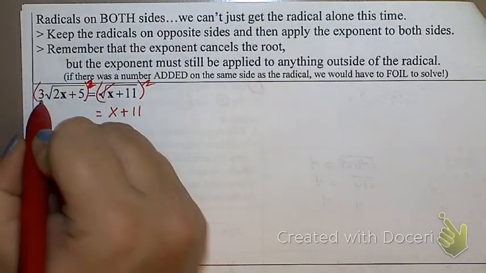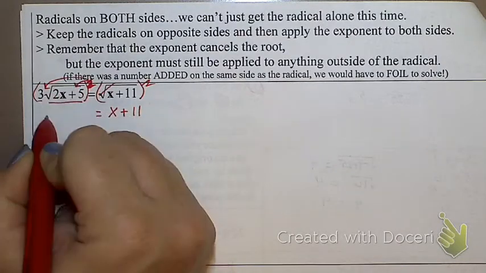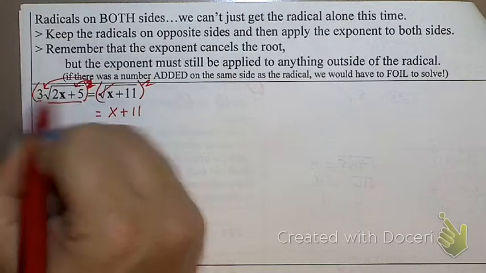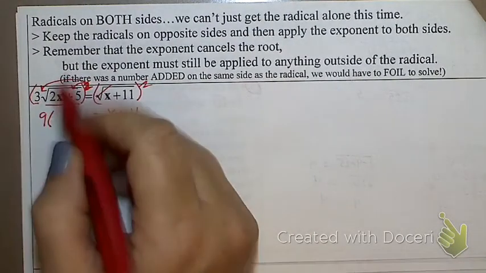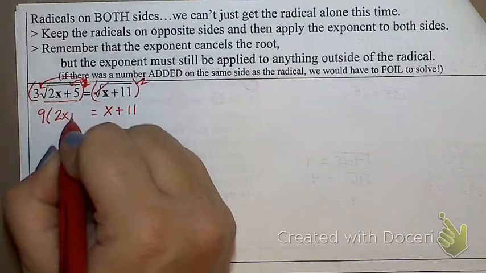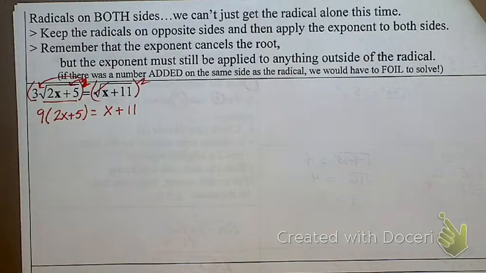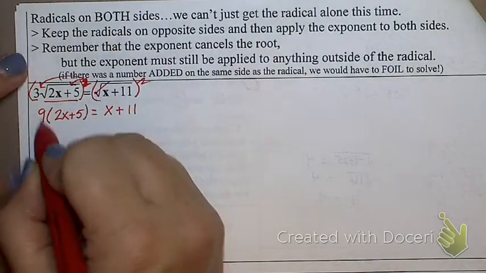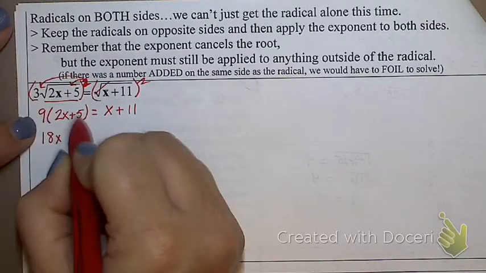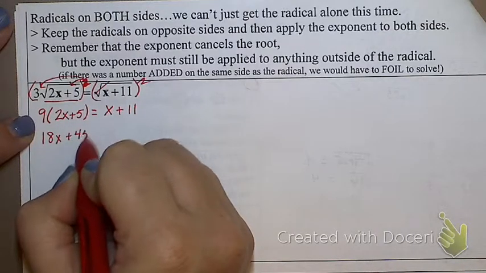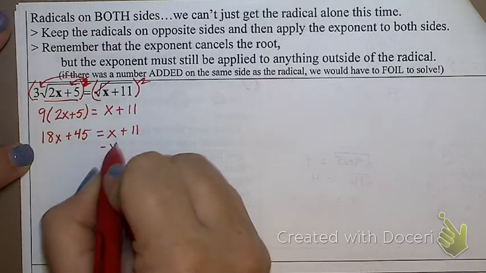The 3 is being multiplied by this. So the 2, or the exponent, has to apply to both the 3 and the radical. So 3 to the second power gives me 9. And then when I square the radical, I get 2x plus 5. So from here, I would do 9 times 2x, which is 18x. 9 times 5 is 45. Equals x plus 11, and I should have a pretty easy equation here.